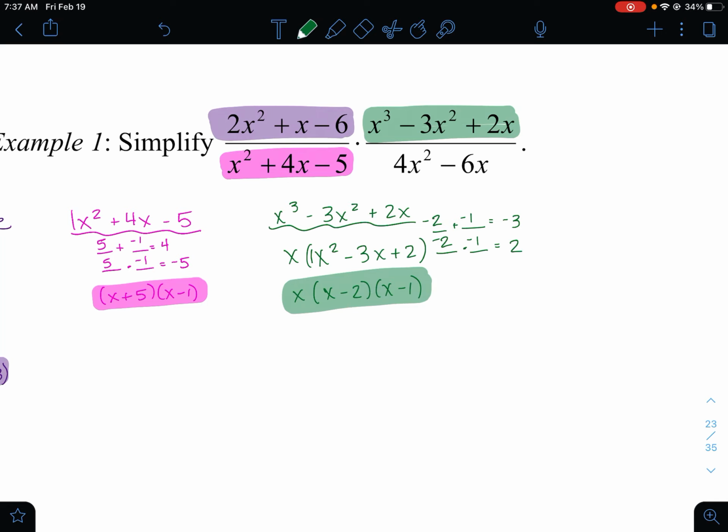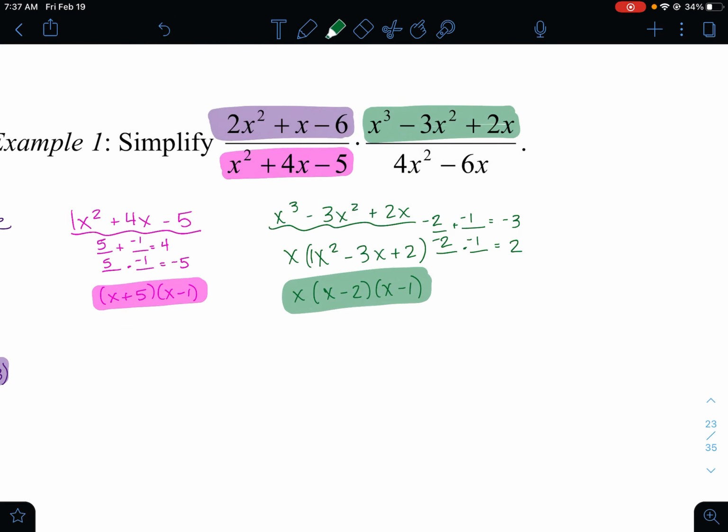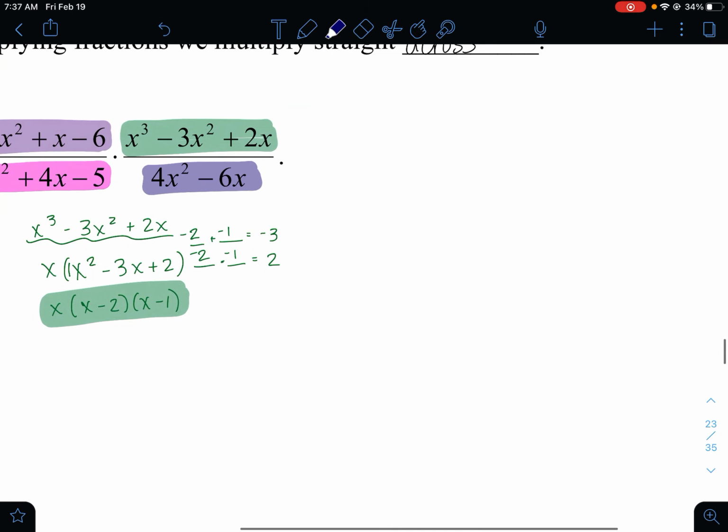All right, and the last one, we'll do blue. This one's only a binomial, so it shouldn't be too bad. And I will say not all of them will be trinomials. This is 4x squared minus 6x. I can factor out the GCF of 2x, and I'm left with 2x minus 3. And that one's all finished.